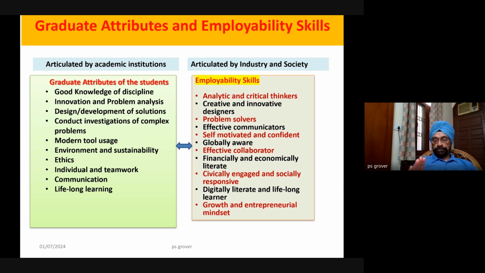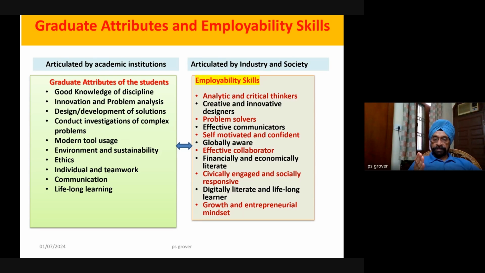They say students will have good employability opportunities if they have skills like employability skills, analytic and critical thinking, creative and innovative design, problem solving, good communication, self-motivation, awareness of what's going on in the world, and being an effective team player, and so on. Kindly look at this slide and look at the left component. You will see a student having these attributes and skills is easily accepted by the industry.